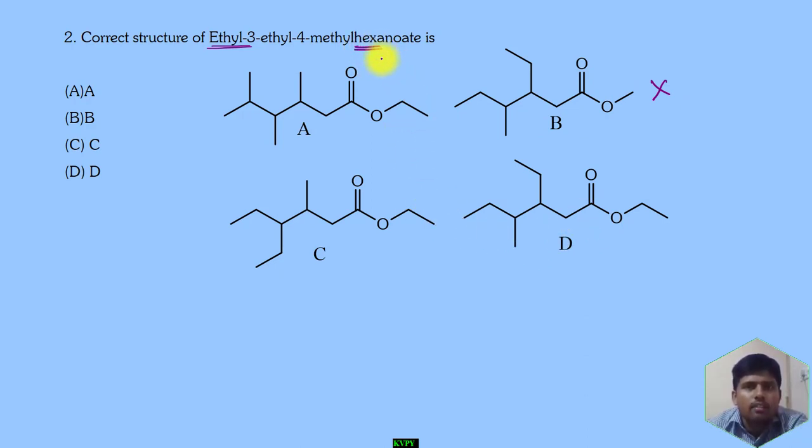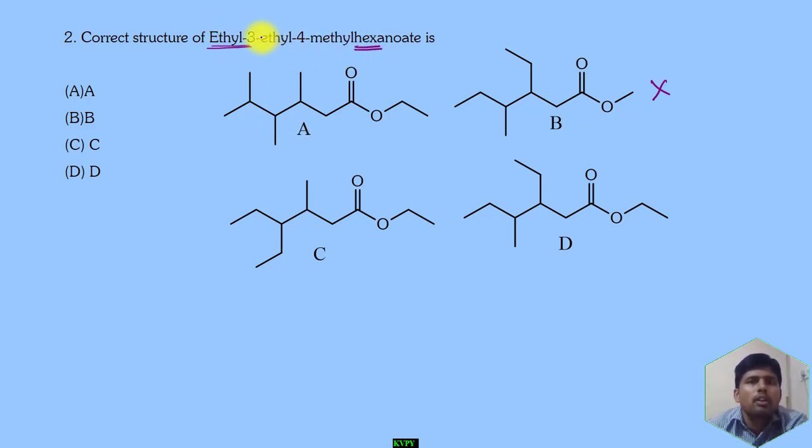Now next is hexane. For hexane, you need 6 carbon atoms. 1, 2, 3, 4, 5, 6. So all are 6 numbered chain. So we don't have any other way to check the word root.